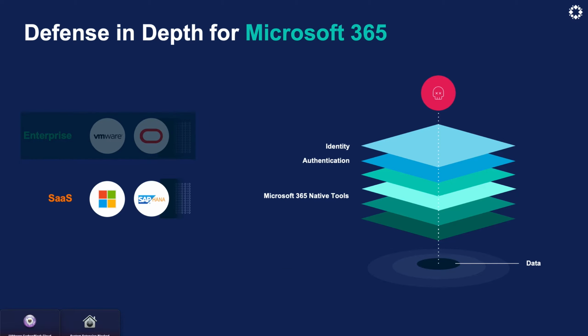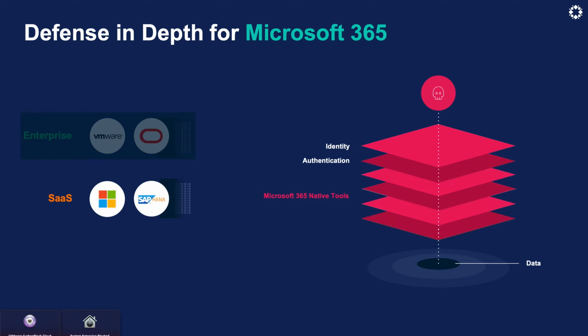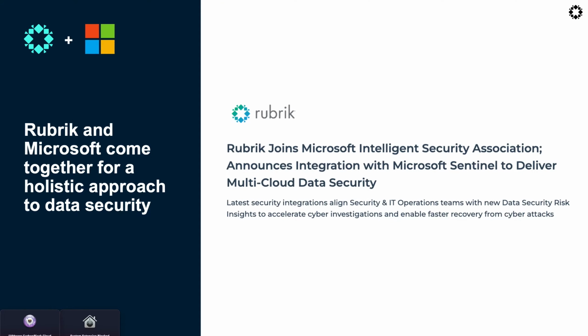So if you think about Microsoft 365's tools as part of your defense in depth strategy, you have identity and authentication layers. Yes, you have that. But those identity and authentication layers can be breached. So if that happens, where does that leave you?